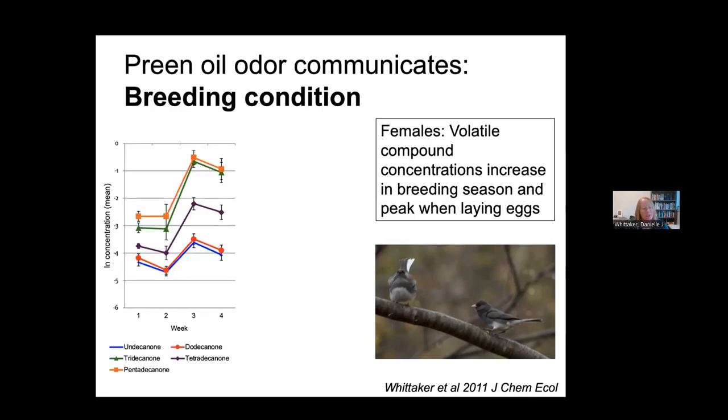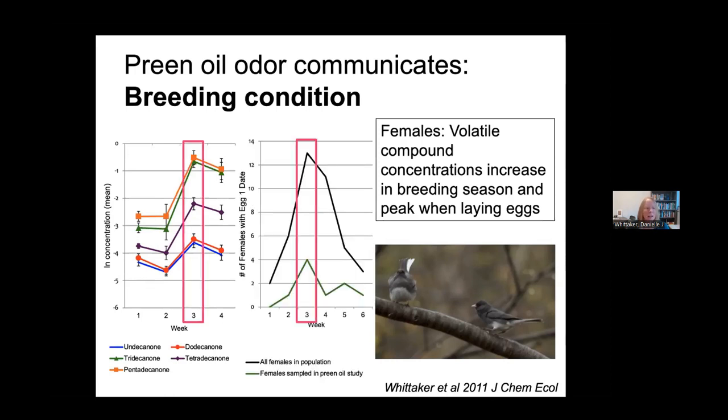In females, though, during those 4 weeks, there was really no change between week 1 and 2, and then a big jump in week 3. And then it went back down a little in week 4. And I thought, well, that's really interesting. What was going on in the population in week 3? And when I looked at data on egg laying, I found that week 3 was when most of the females in our study population were laying eggs. So this suggests that this could be a signal that they are ovulating. It could be important in signaling between males and females and helping coordinate their breeding attempts.